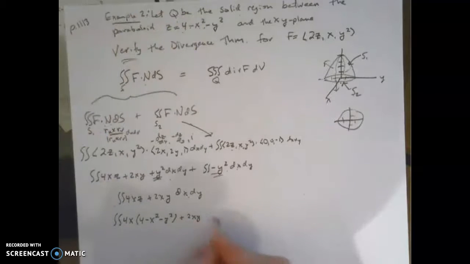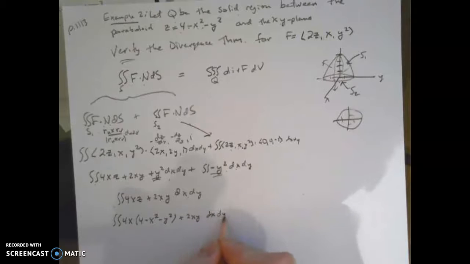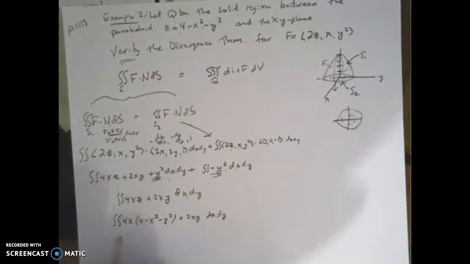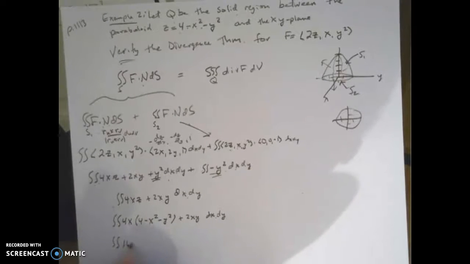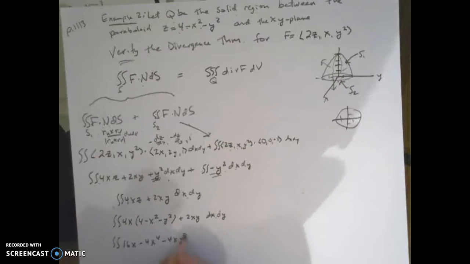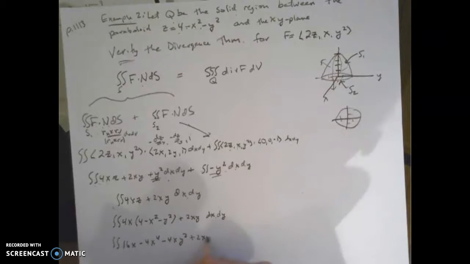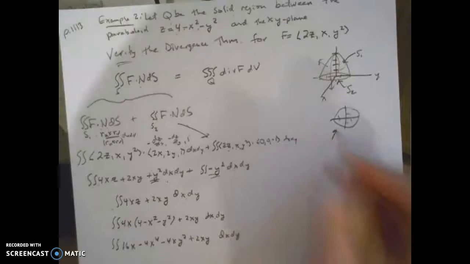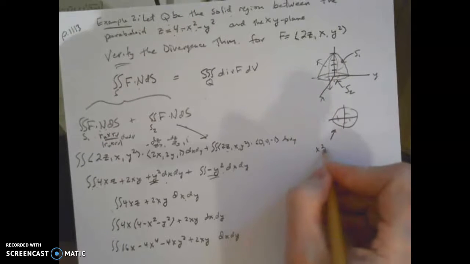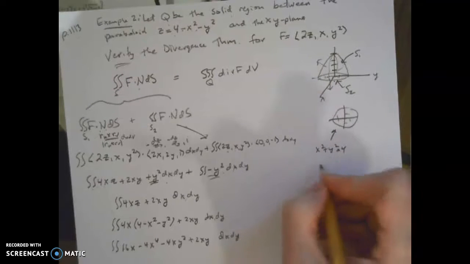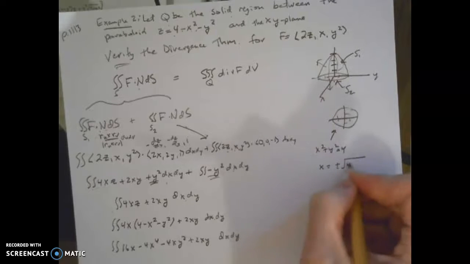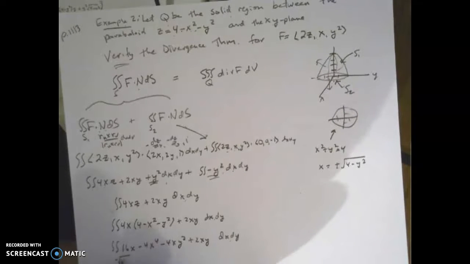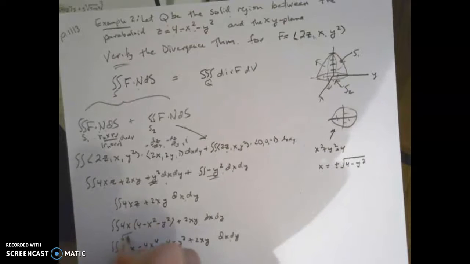We need to do that because we need to get everything in terms of our differentials, dx dy. Okay, so double integral, that's going to be 16x minus 4x to the fourth minus 4xy squared plus 2xy dx dy. Okay. X is going from, remember this circle here in the xy plane, x squared plus y squared is equal to 4. So x is equal to plus or minus square root of 4 minus y squared. So we've got negative root 4 minus y squared to positive root 4 minus y squared, and then y is going to go from negative 2 to 2.